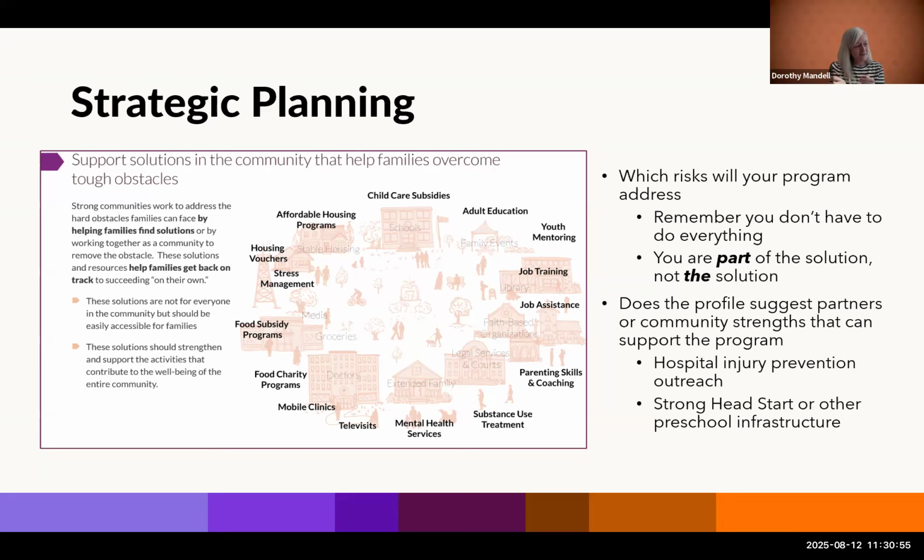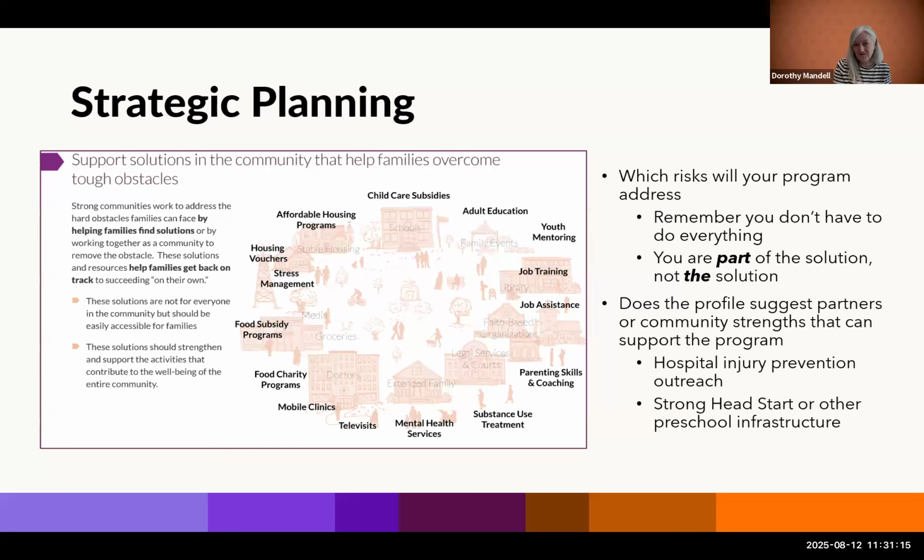So one of the things that we're going to be talking about as we go through a profile together is, where are my community partners when I look at risk in those communities? And you're not going to see it necessarily in the data. A lot of times you're going to see it by knowing your community.